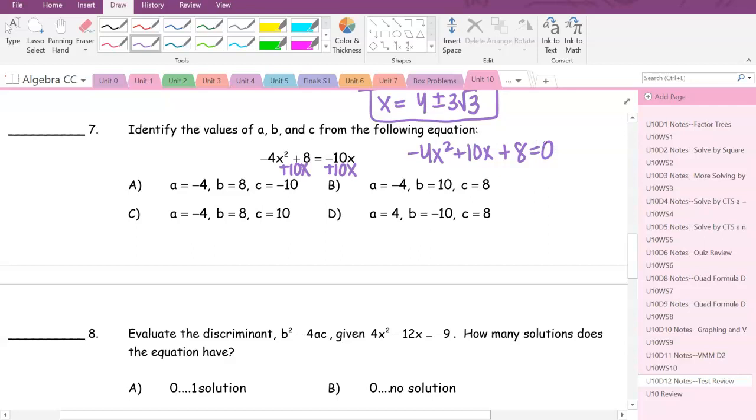All right, so this is my standard form. So my a should be negative 4, my b should be positive 10, and my c should be 8. And let's see here, negative 4, 10, 8, that should be this guy.